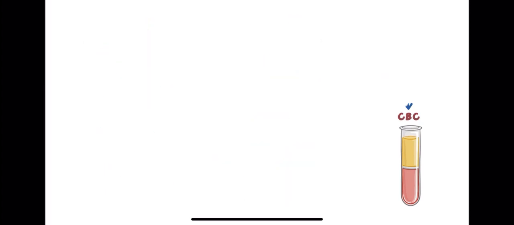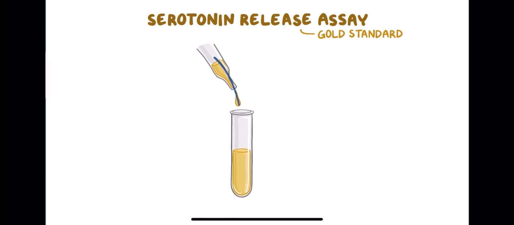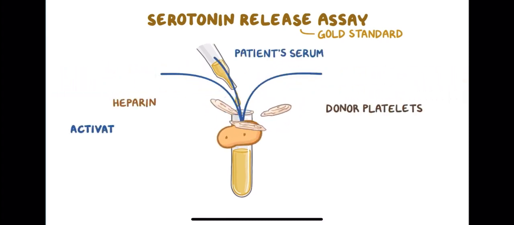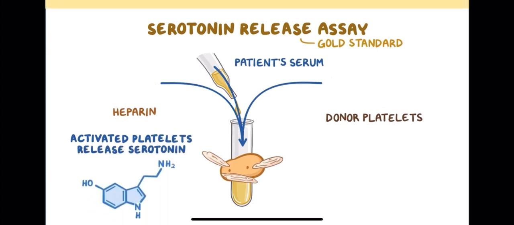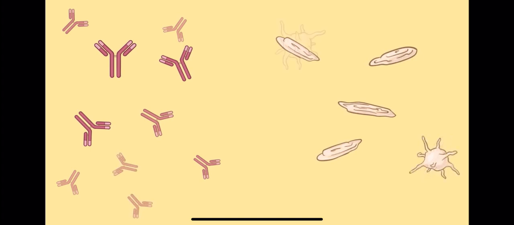A more specific test is the serotonin release assay, which is the gold standard for diagnosing HIT. In the serotonin release assay, the patient's serum is mixed with heparin and donor platelets. Activated platelets release serotonin. So in a positive test, the patient's serum has antibodies that activate the platelets and the serotonin level will increase.